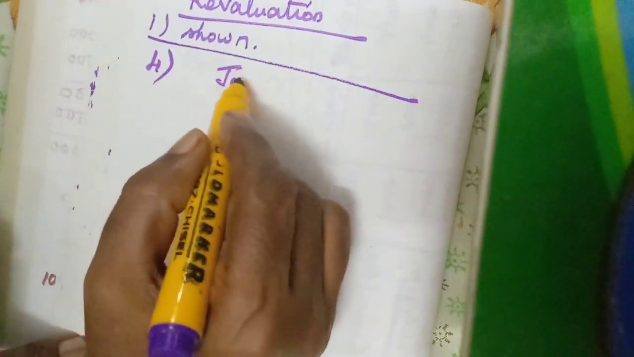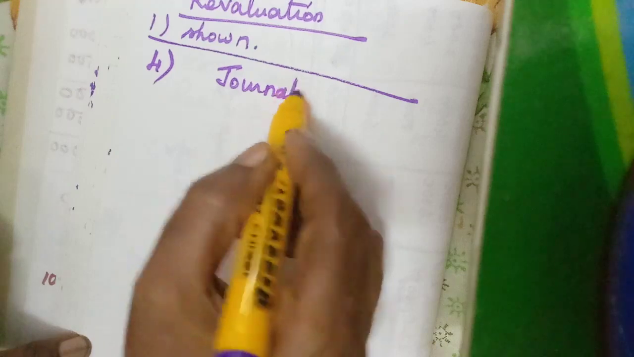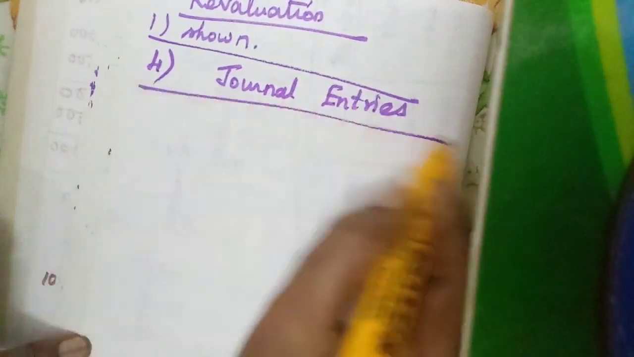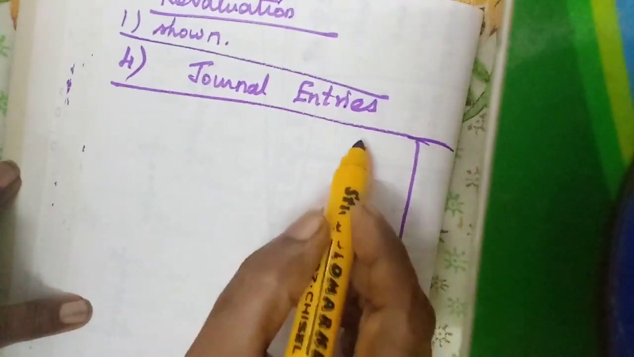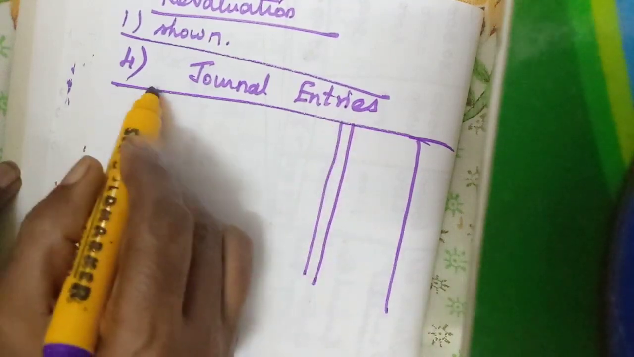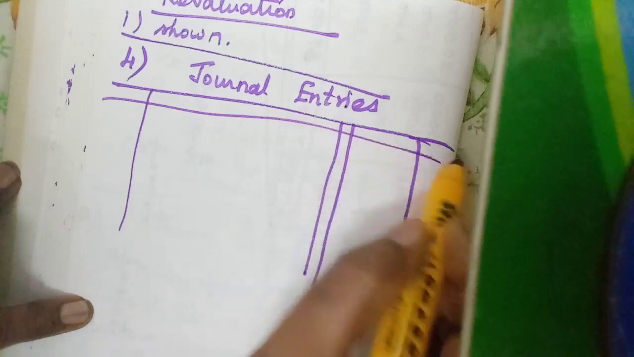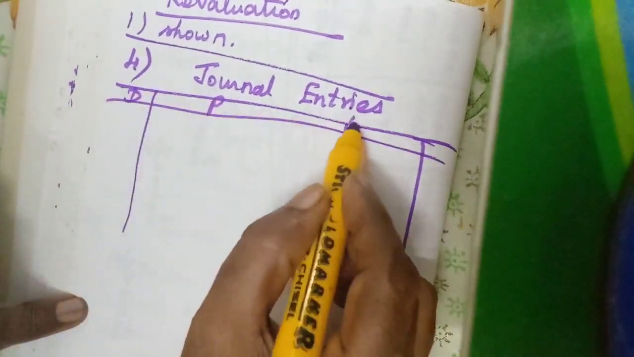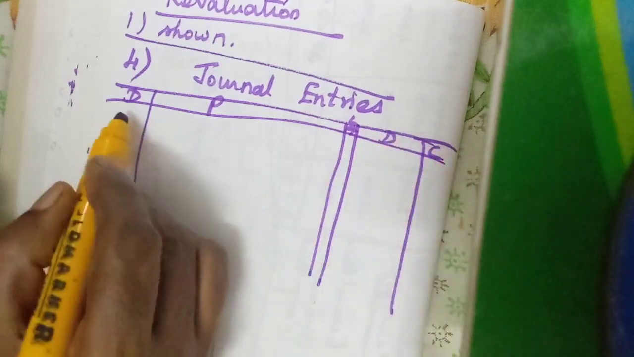First we will prepare the journal entries. First we will write the number 4. We need to prepare the journal entries first. We know the number of columns, isn't it? Debit, credit, LF, then date. Okay, date, particulars, LF, debit, credit.